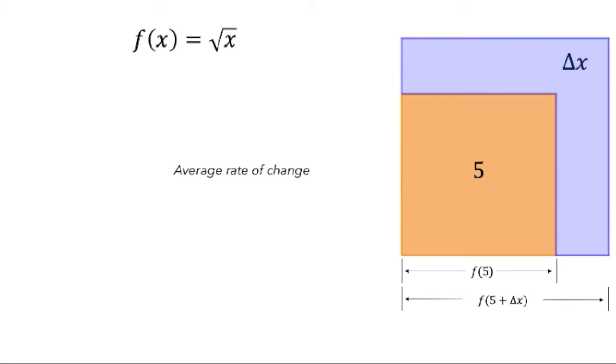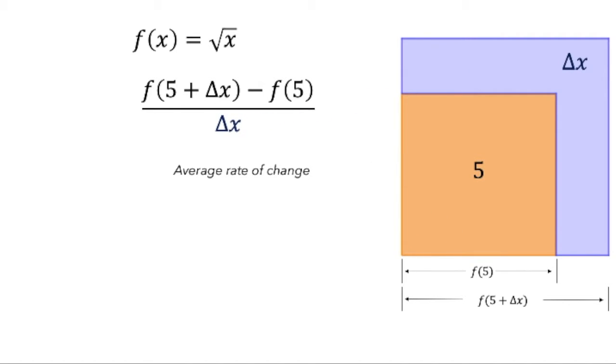So the average rate of change of the square side length with respect to its area is given by the change in the square side length, so f of 5 plus delta x minus f of 5, divided by the corresponding change in the square's area. To get the instantaneous rate of change of the square side length with respect to its area when the area is 5 square centimeters, we'll use the limiting value of this average rate of change as the change in square area approaches 0.